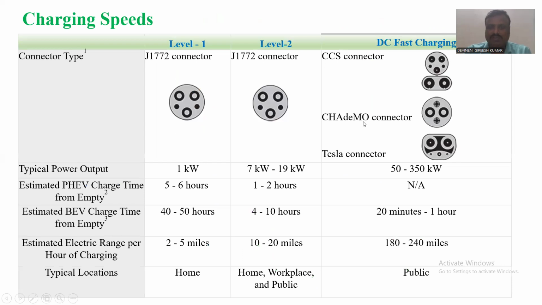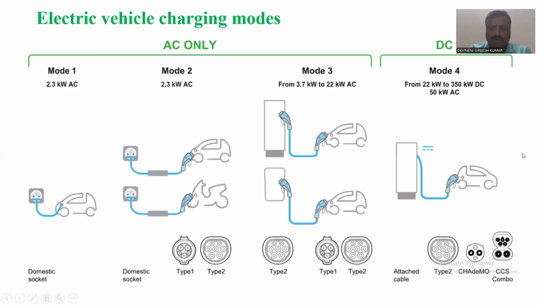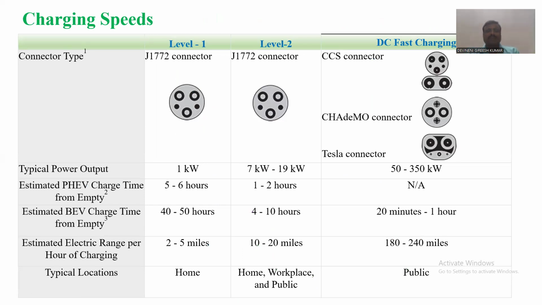So let us now have a look at this table. It shows the charging speeds with the different types of charging connectors. Here there are two levels, level 1 and level 2 connectors, and the third one is the DC fast charging system. The charging speed depends completely upon the type of connector that we employ. These are the connectors, and the different types of connectors, their names, ratings and specifications are given in this table.